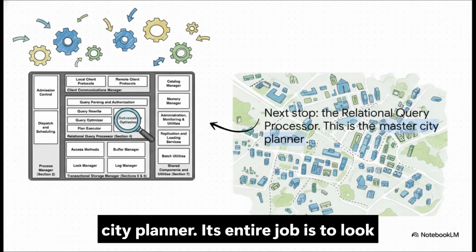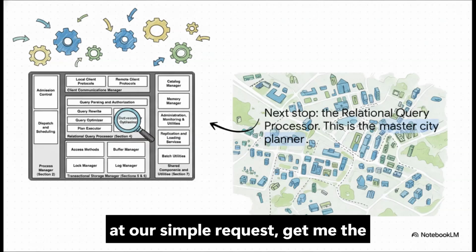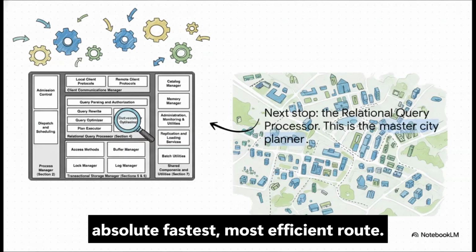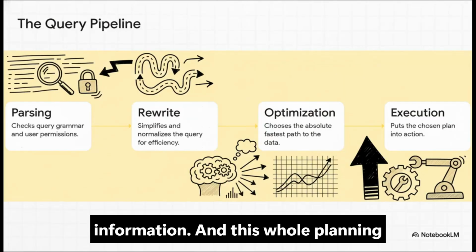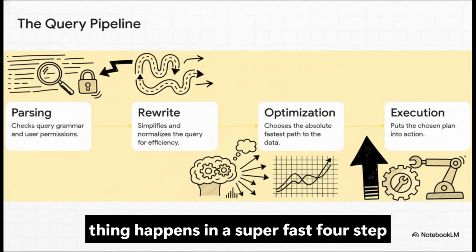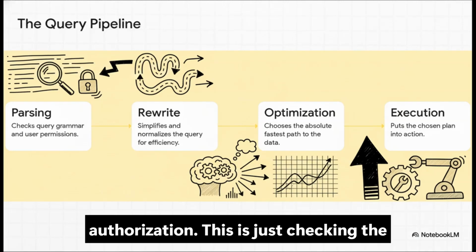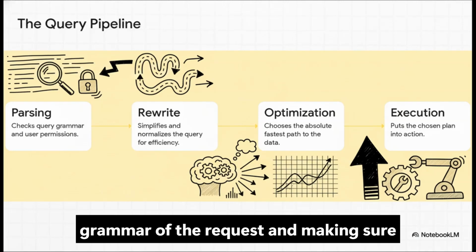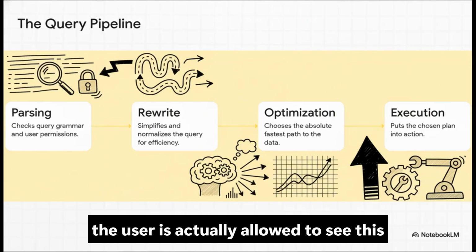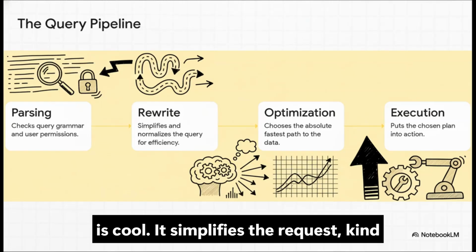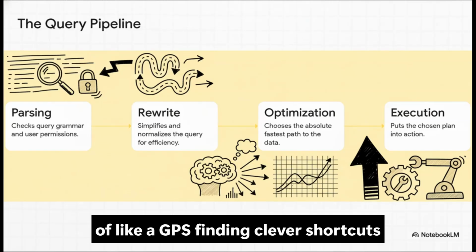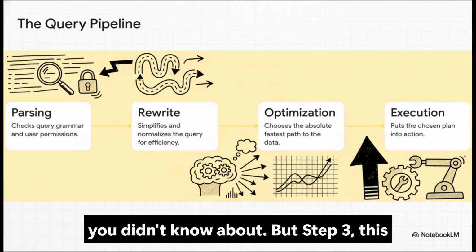Its entire job is to look at our simple request, get me the passenger list, and figure out the absolute fastest, most efficient route through the entire city to get that information. And this whole planning thing happens in a super fast 4-step pipeline. First, parsing and authorization. This is just checking the grammar of the request and making sure the user is actually allowed to see this data. Next, the query rewrite step. This is cool. It simplifies the request, kind of like a GPS finding clever shortcuts you didn't know about.